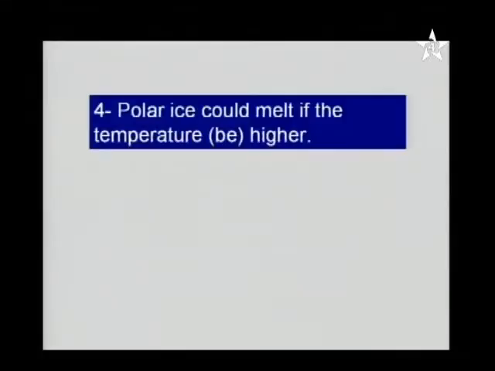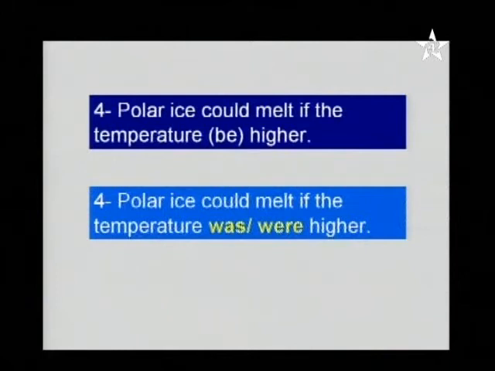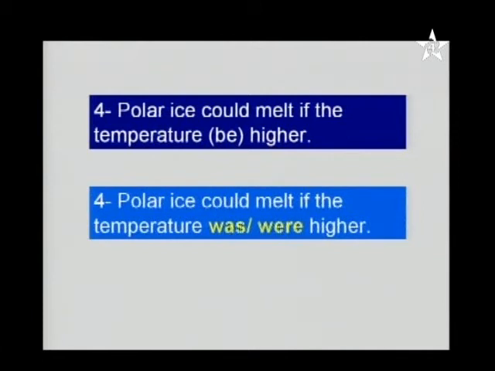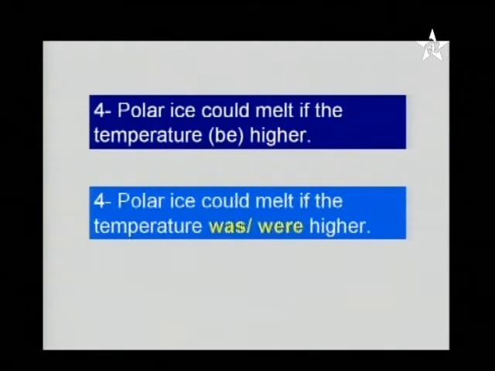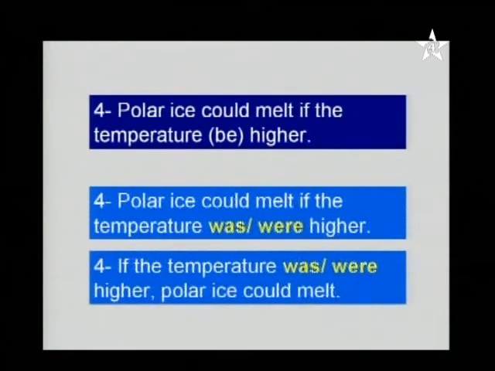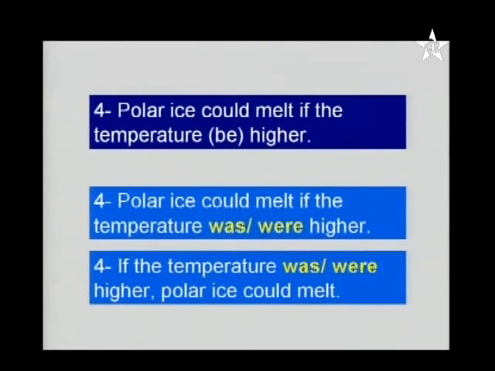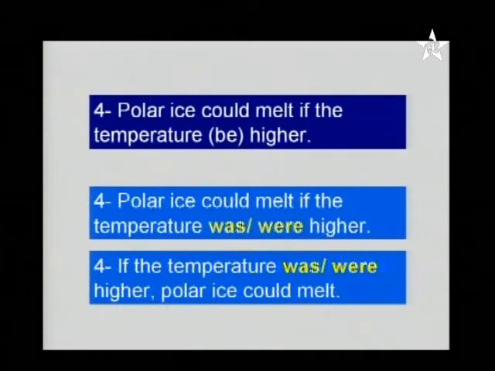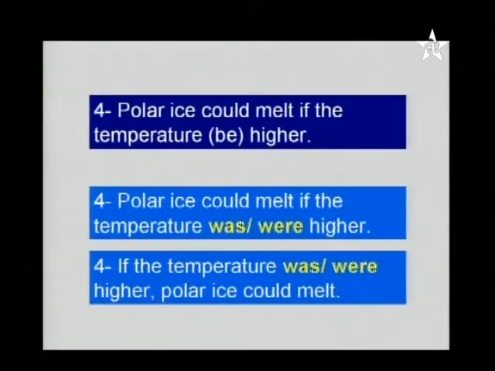Third sentence, the last one in this example, polar ice could melt if the temperature be higher. Maybe your answer might slightly differ here in this particular sentence, but let's see the first possibility. Polar ice could melt if the temperature was or, more accurately, were higher. And second form, if the temperature was or were higher, polar ice could melt. Of course, only one of them is to be written here, but we just want to shed light on the possibility of both.